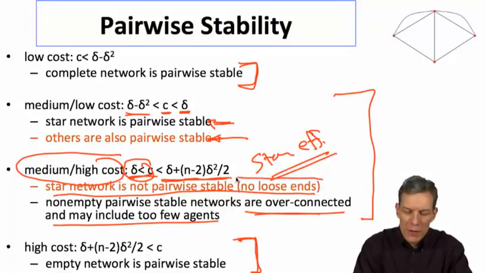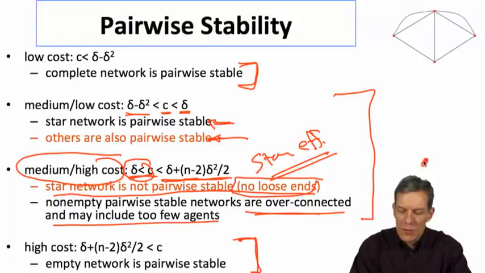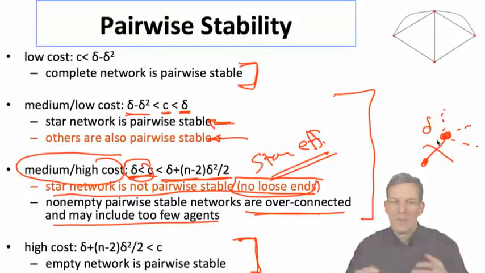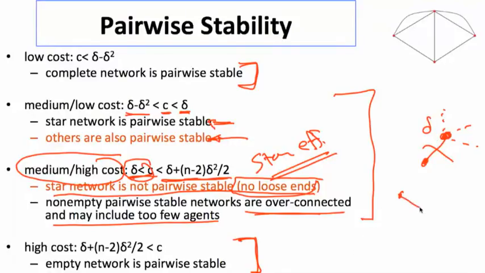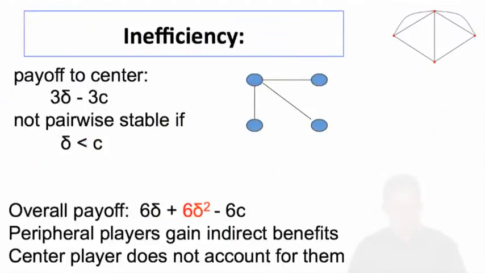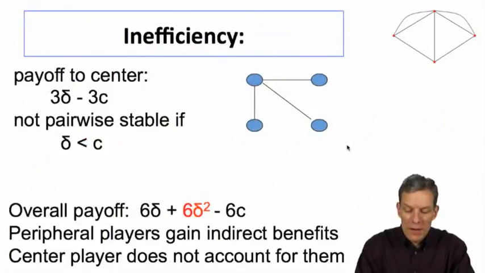What does no loose ends mean? It means there's no individual that's going to want to connect to some other individual that doesn't bring them any indirect benefits. They'd rather sever that link because they're only getting a delta here, and it's not worth it. So that certainly means that a star is not going to be worthwhile. Right? The center is not going to be willing to take these other individuals who don't bring them anything besides themselves.